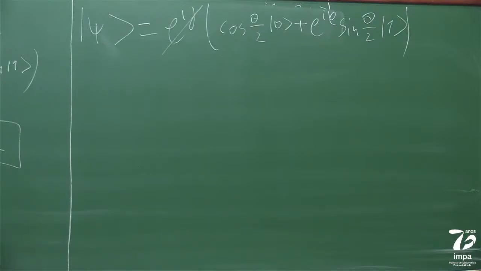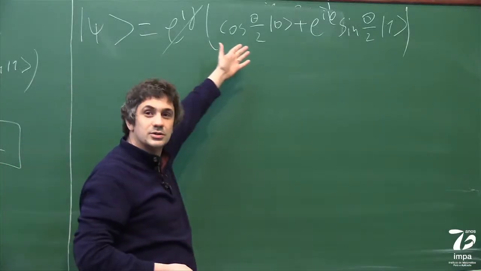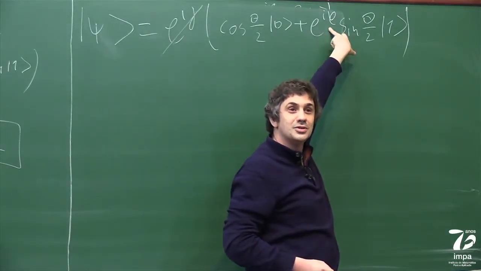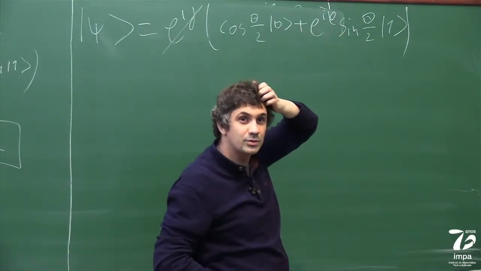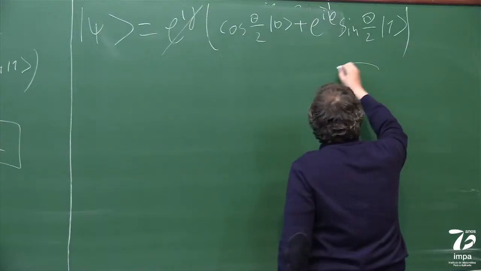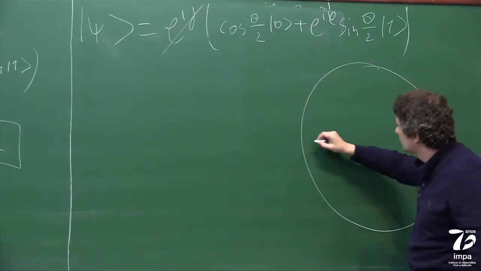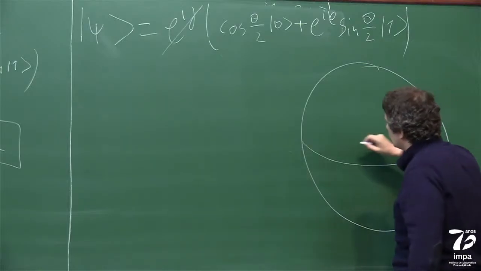Yeah. So now you can ask why I put it in such a way that phi is not divided by 2, only theta divided by 2. And the reason is that there is a good mathematical representation of it, the so-called Bloch sphere.